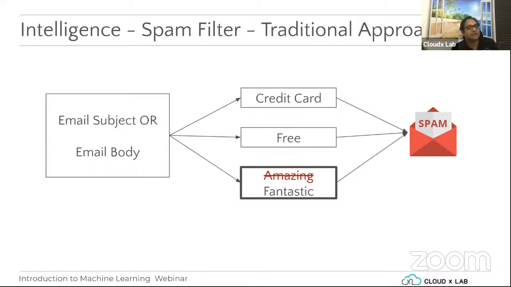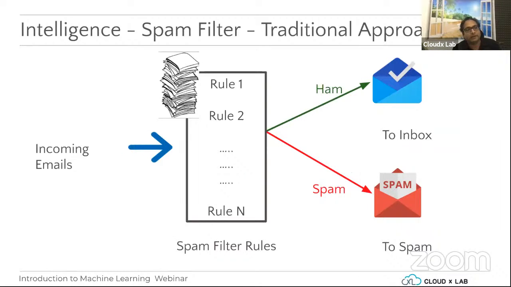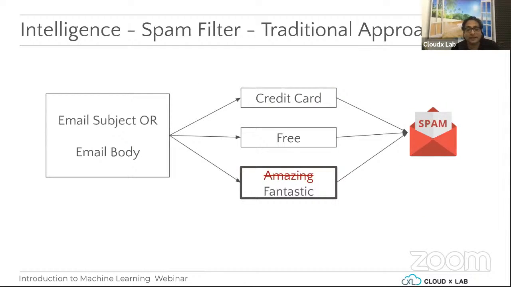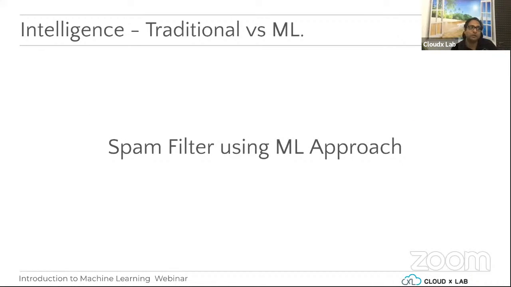So we'll have this bundle of rules, and it depends on how much we understand about the rules. And the other problem is that imagine the spammers know about your rules, and they realize that whenever they use amazing, it goes into spam. Therefore, they will start using the word fantastic. And therefore, this will be a never-ending loop.